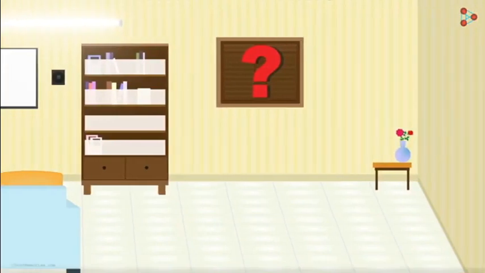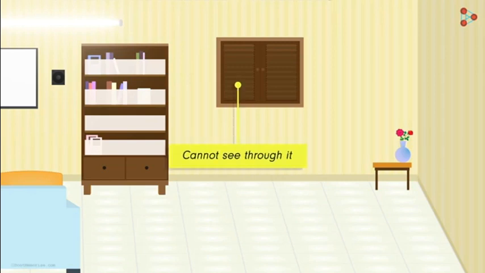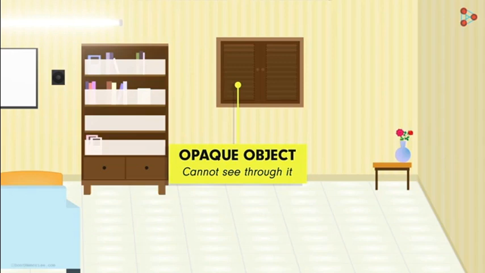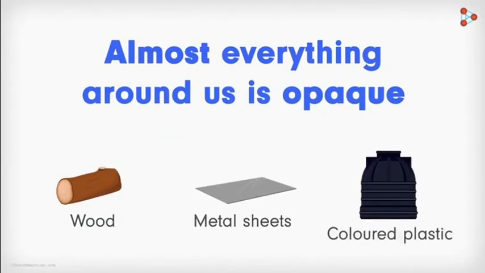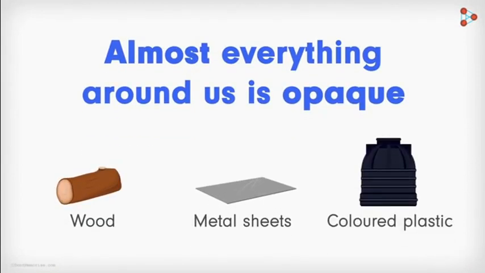Can we now see the objects outside the window? Nope, we can't. But the question is why? It's easy. Because the light from the outside of the window does not reach us. The wooden shutter blocks this incoming light. Such objects are called opaque objects, and they are very large in number. Almost everything around us is opaque if you think about it. Wood, metal, sheets, colored plastic, and so on.